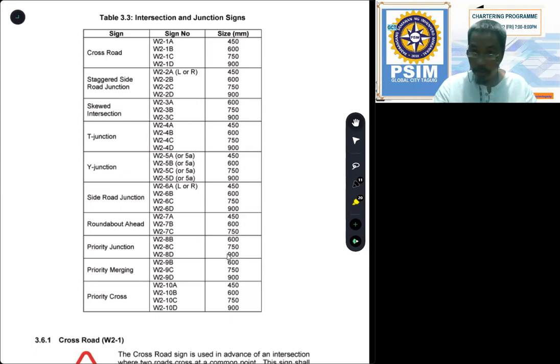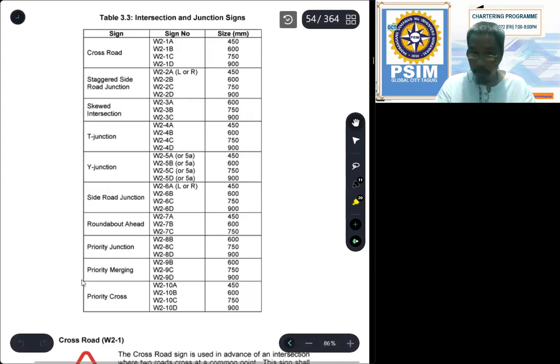So you are in the priority, but there is a much higher priority, which is what? Stop sign and give way sign.